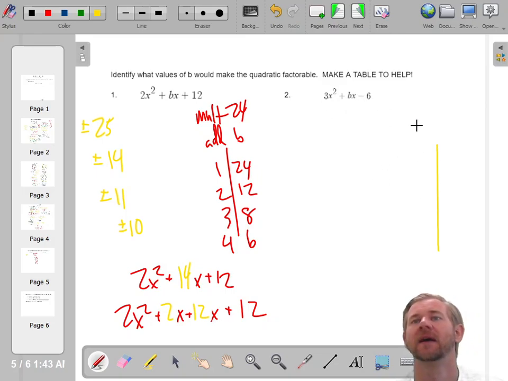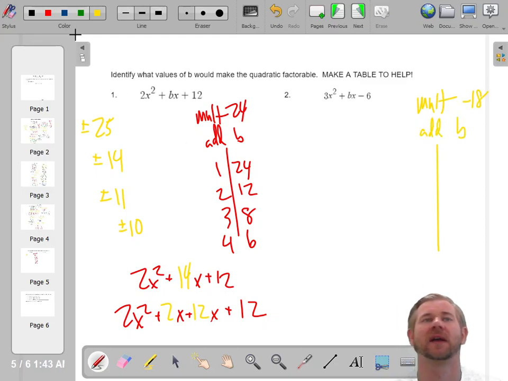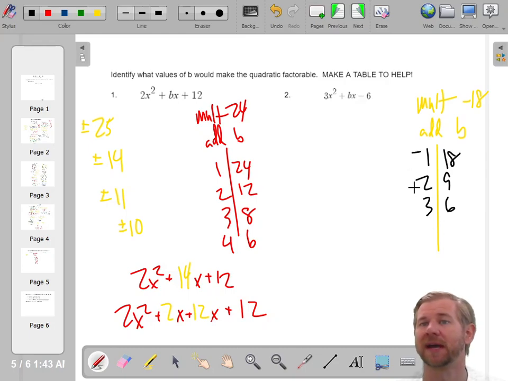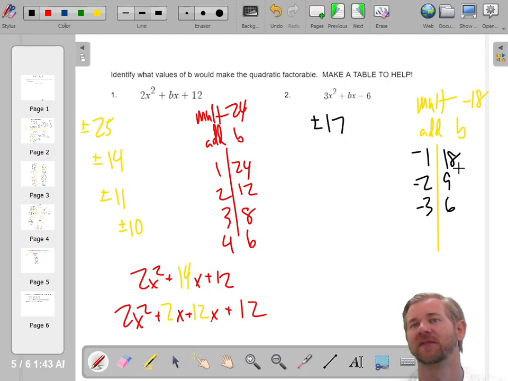One more like that. I need to find numbers that multiply to 6 times negative 3, which is negative 18, and add to whatever b I feel like. So 18 would be 1 and 18, 2 and 9, 3 and 6, and then 6 and 3 is a repeat. You've got to put a minus sign somewhere. So 18 minus 1 would be 17, but if I put the negative over here, it would be negative 17. Negative 2 and 9 make 7. Negative 3 and 6 make 3. So any of those would work.